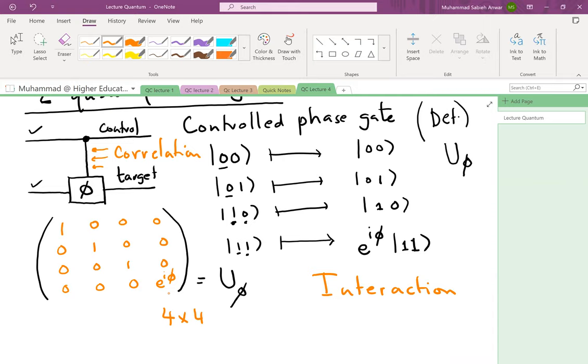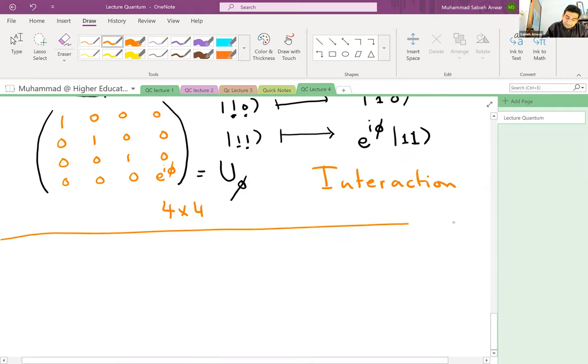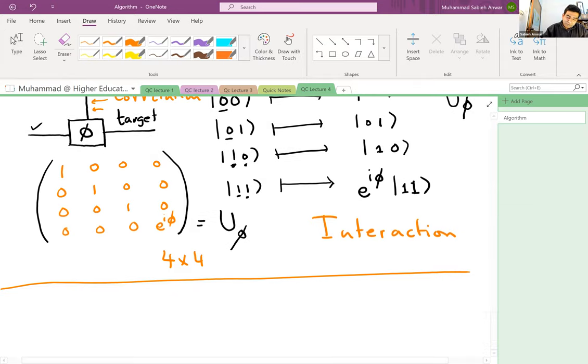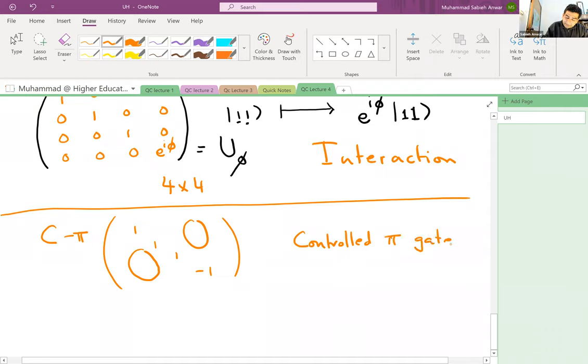It's a diagonal matrix, and diagonal matrices, by the way, are very easy to deal with because it's easy to multiply diagonal matrices. All right, one more example. If my phase were pi, okay? So I have a controlled phase shift gate or a controlled pi gate in which the phase is pi, then my matrix would simply be 1, 1, 1, minus 1 with zeros everywhere else, okay? So this is an example of a controlled pi gate. And these are really important in quantum computing.